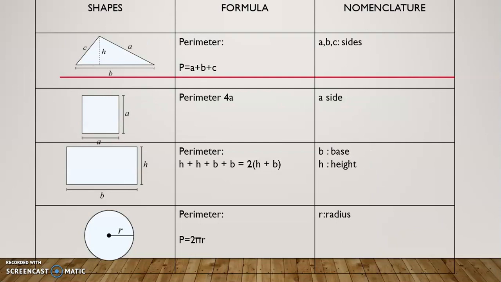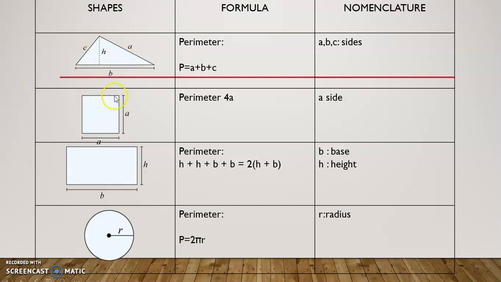Now, every shape has its formula. Now let's look at firstly this triangle. This triangle has three sides, right? So the perimeter of this will be A plus B plus C. That is the perimeter, which is the sides are what? A, B, and C, right? To get it, distance around this.